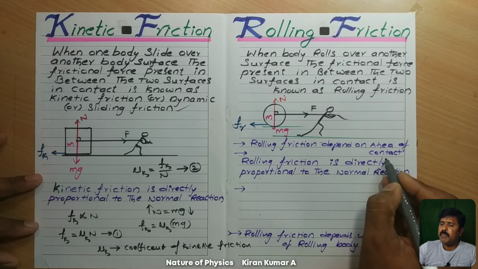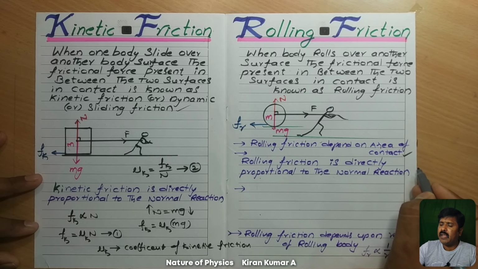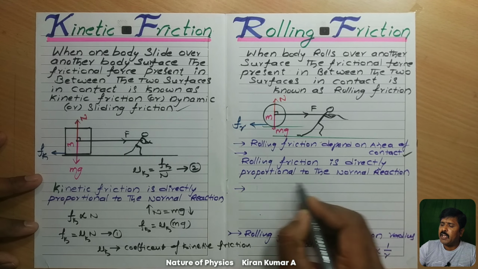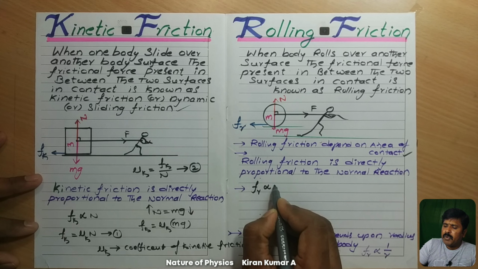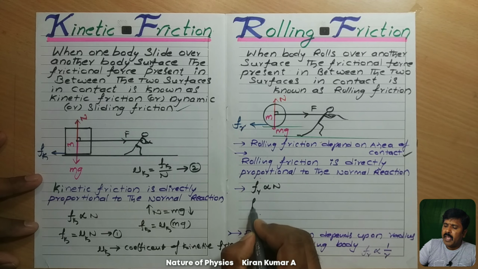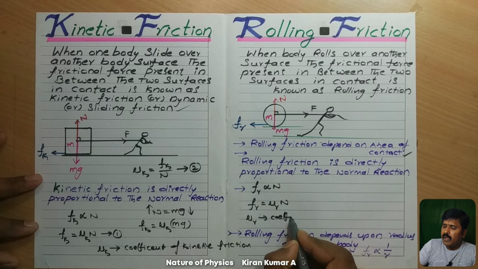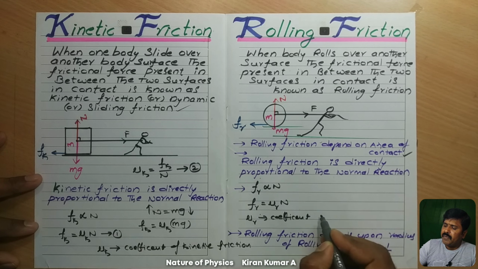So rolling friction depends on the area of contact, student, and rolling friction depends upon the radius of the rolling body. So rolling friction is inversely proportional to the radius of the body, and rolling friction is directly proportional to the normal reaction. Fr is directly proportional to N, student. So Fr is equal to mu r into N, student, where mu r is the coefficient of rolling friction.